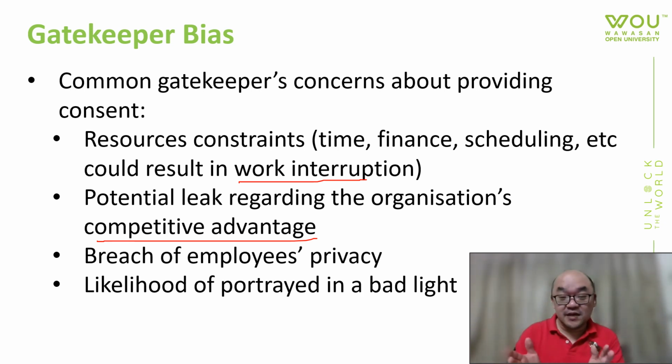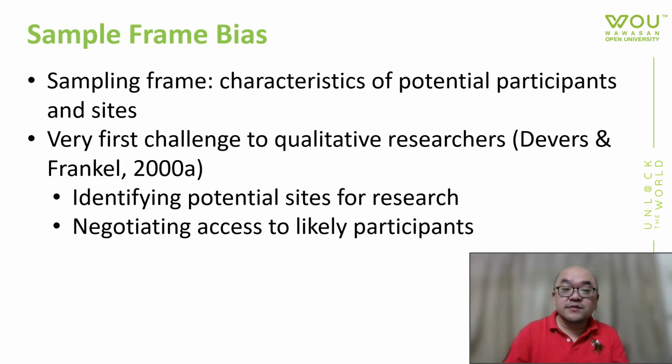Okay, so that would be the gatekeeper bias. And then there are ways to navigate around it, depending on what type of gatekeeper you're dealing with. But these are some of the characteristics that you can use as a guideline as to how to deal with them. So the next type of bias is the sampling frame bias. First of all, sampling frame for qualitative research refers to the characteristics of potential participants and the site where you recruit the participants. Okay, not much different from quantitative research, if you can remember.